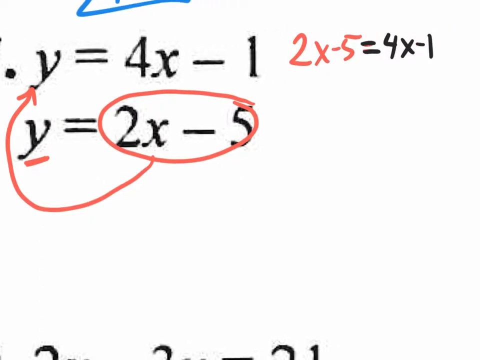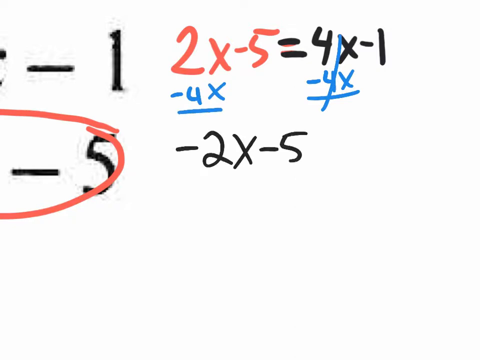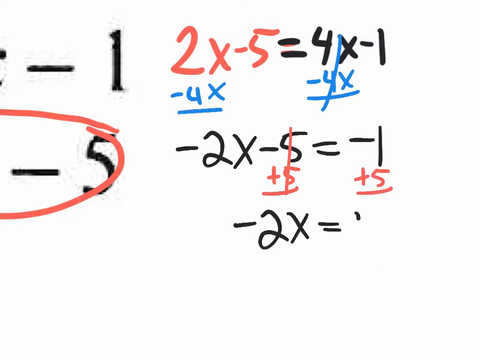And now I could actually solve this equation. I need to get x by itself on one side, so I'm going to subtract 4x. I will have a new equation that reads negative 2x minus 5 equals negative 1. Then I get rid of the minus 5 by doing plus 5 and plus 5, and I'll end up with negative 2x equaling 4. I need to solve that.